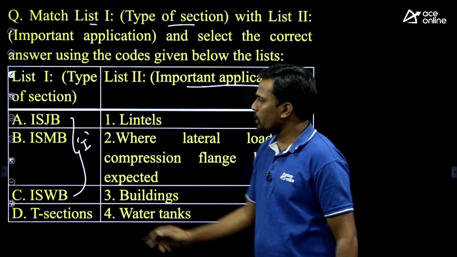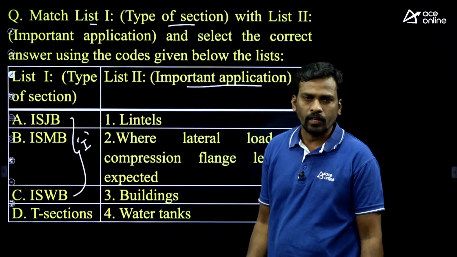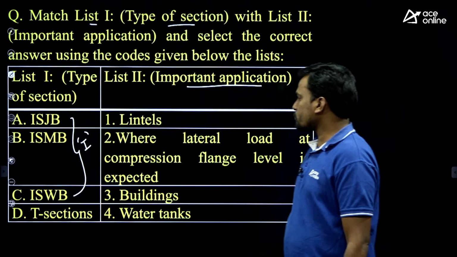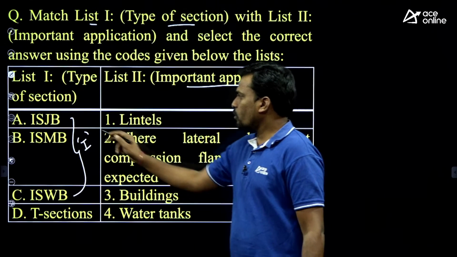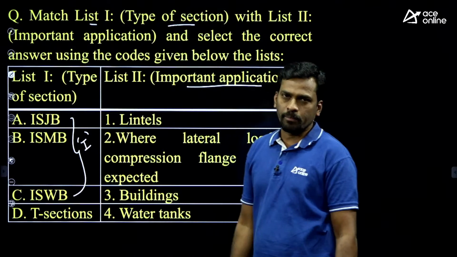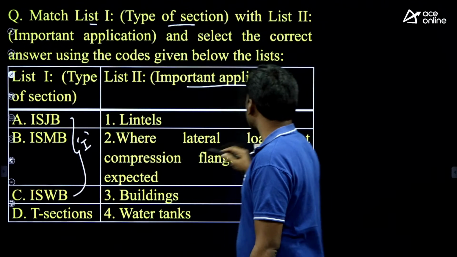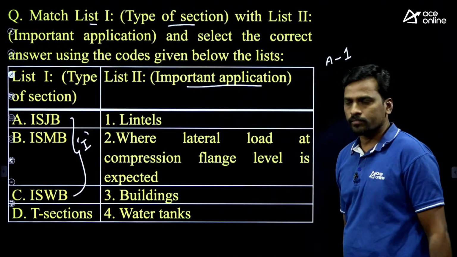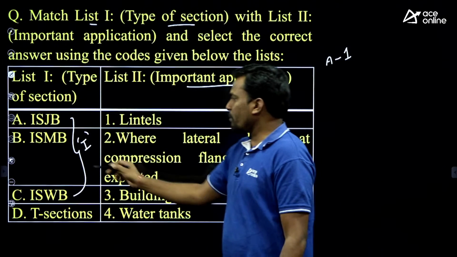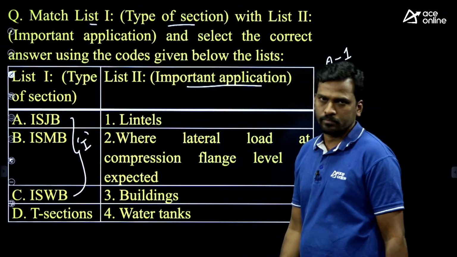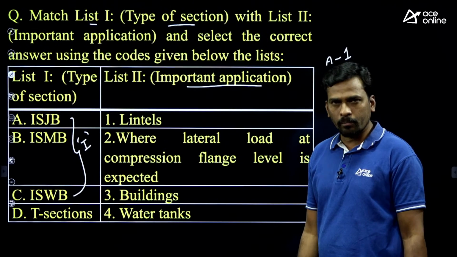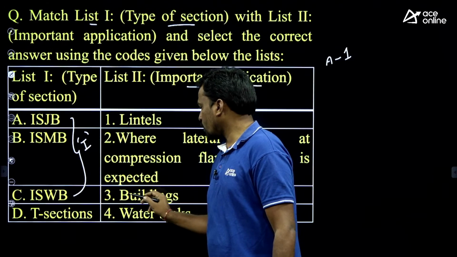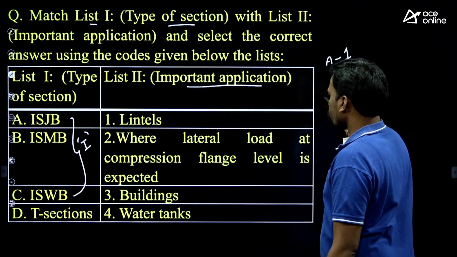Where will we use the ISJB? I gave these points in class notes. For lintels we will use ISJB. It means here it is A1. Next, ISMB medium weight beam. Where will we use the medium weight beam? In buildings we will use it. So this is B3.